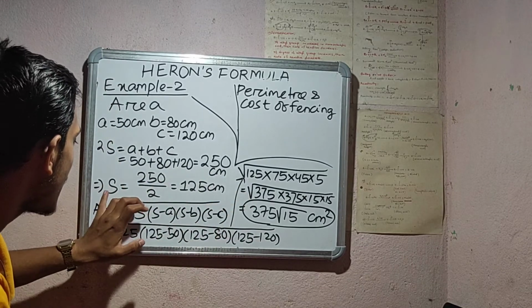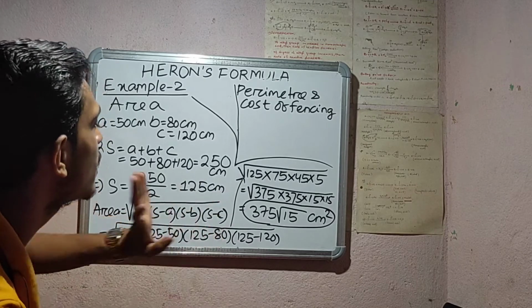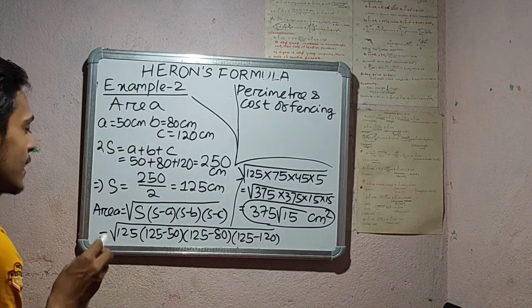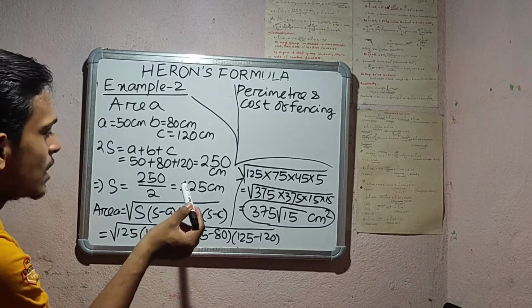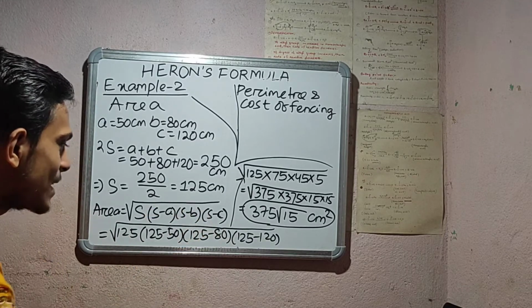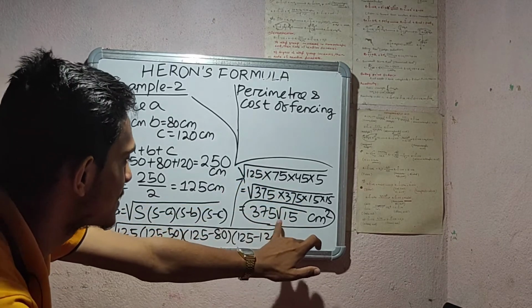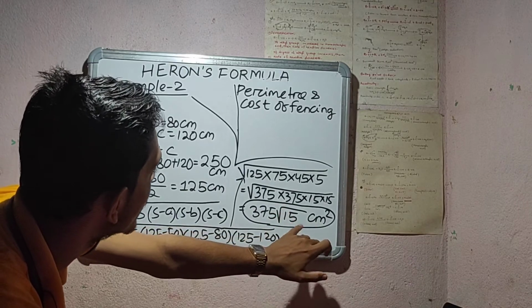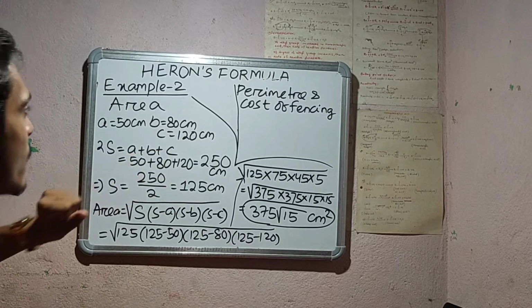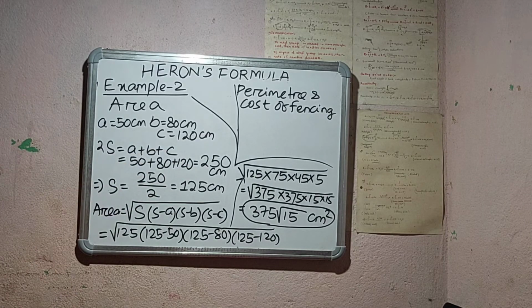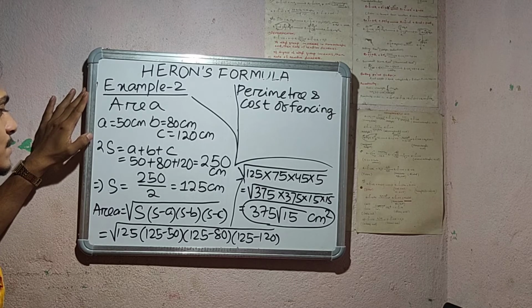But we have to find the value of s, the semi perimeter, that is perimeter upon 2, which is 125 centimeter. Then the area is the square root of s into s minus a into s minus b into s minus c. In this way I can solve it. The answer is 375 square root of 15 centimeter square. This is the area, the solution of the first part of example 2. Then we go to the second part. You can note it.